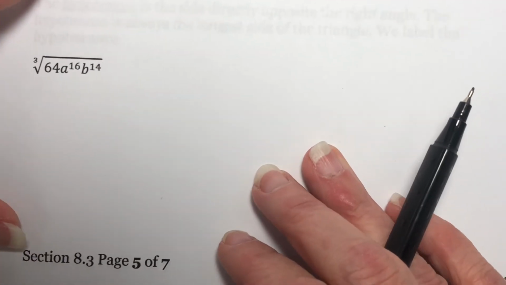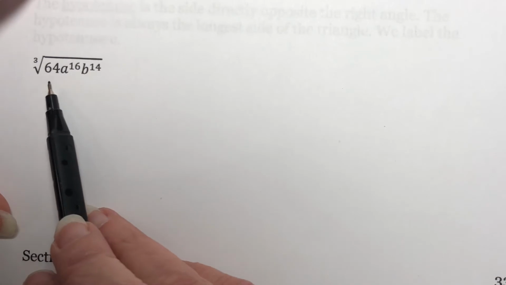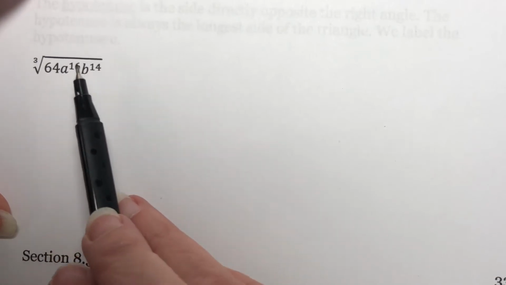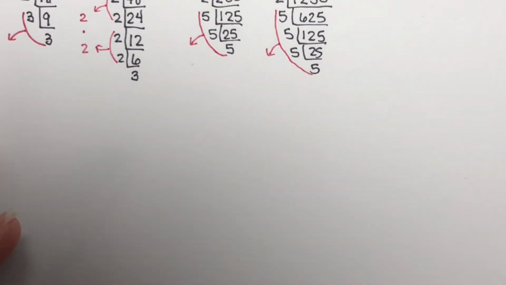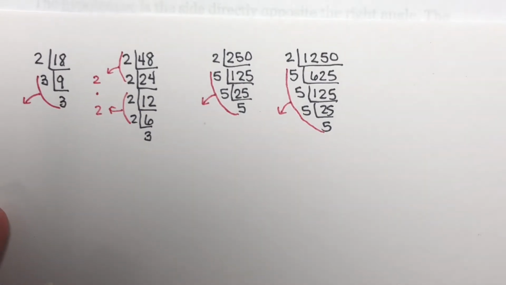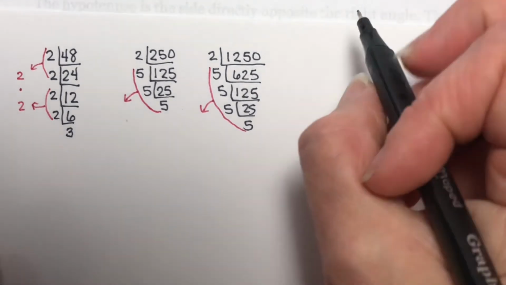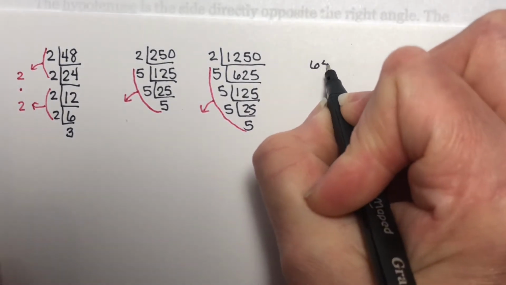Okay, so let's do the cube root of 64, a to the 16th, b to the 14th. So the cube root of 64. I glanced through this to see if I have 64 written anywhere. I do not. So prime factorization of 64.